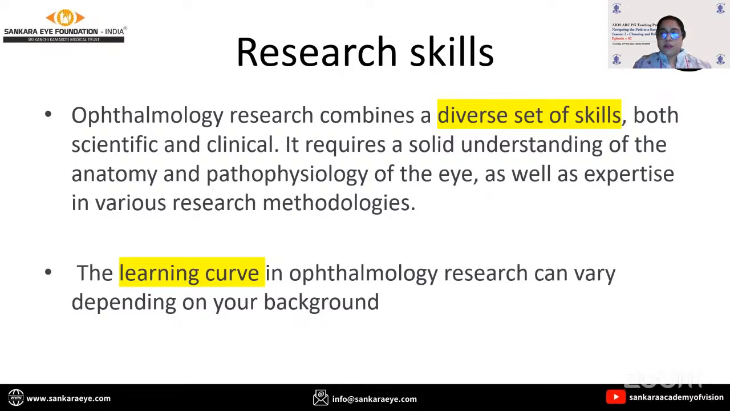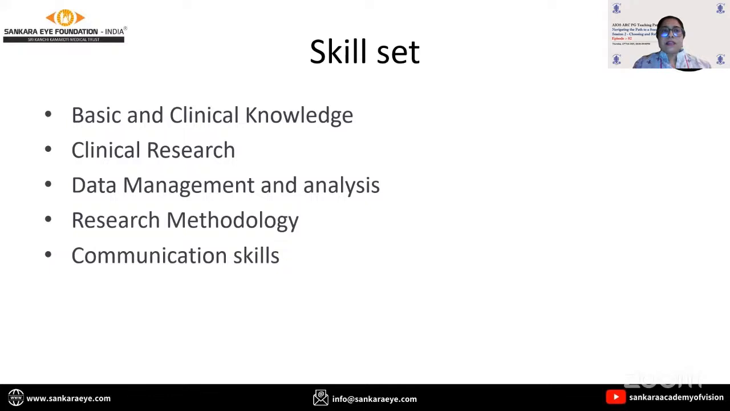So we should be aware of that as well, because some of them would have done some kind of research in their UG program, but most of them don't understand the research background at all. So the basic skill set, as I mentioned, is basic clinical knowledge and basic clinical research. As Dr. Partho had pointed out, joining research classes, especially on these kinds of platforms, really helps them gain some knowledge about it. Data management and analysis, basics of research methodology, and communication skills are required.